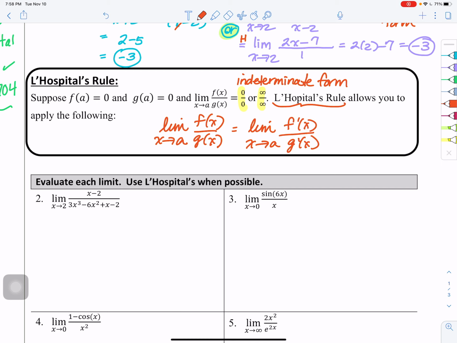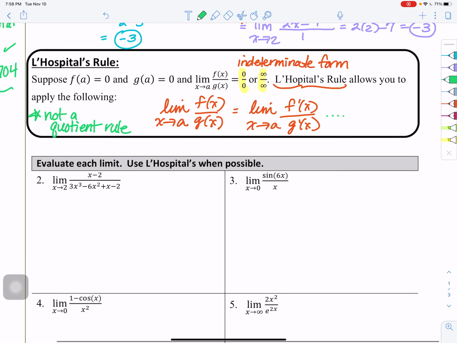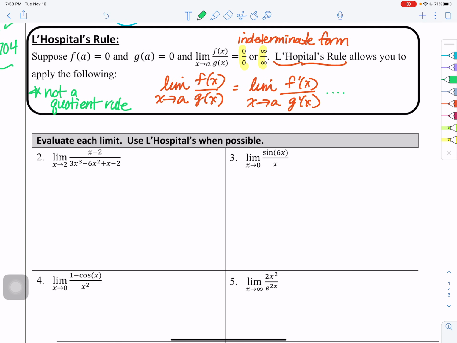There is not a quotient rule. You actually take the derivative of the numerator by itself and the derivative of the denominator by itself. And you may have to do this over and over again. Okay? So let's give it a try. And you can only do it when you arrive at these indeterminate forms. Okay? So let's go ahead and start with number 2 and see what we have here.